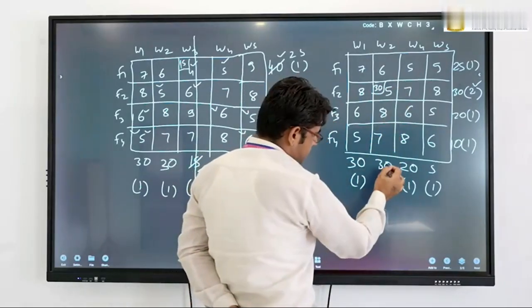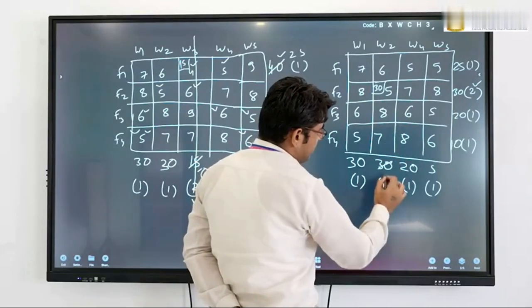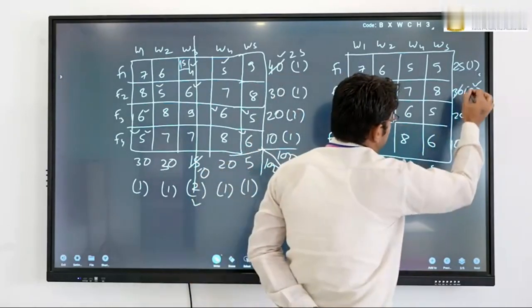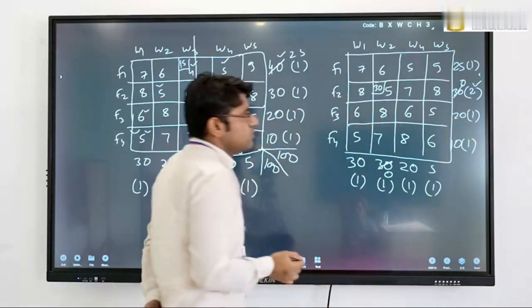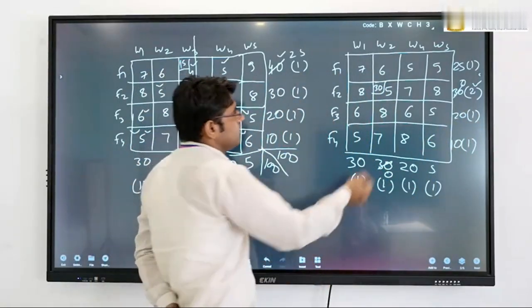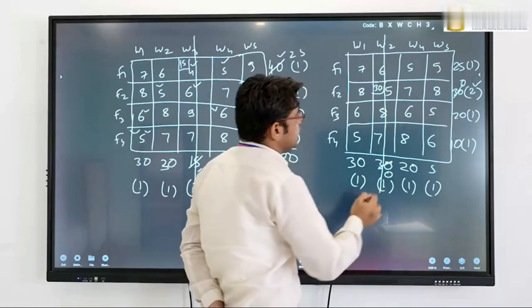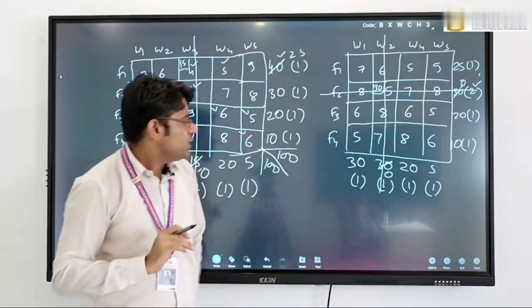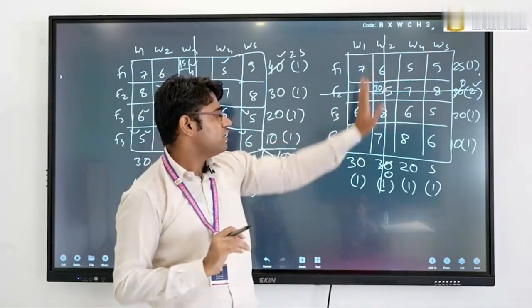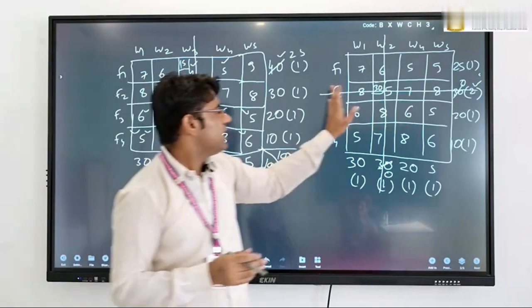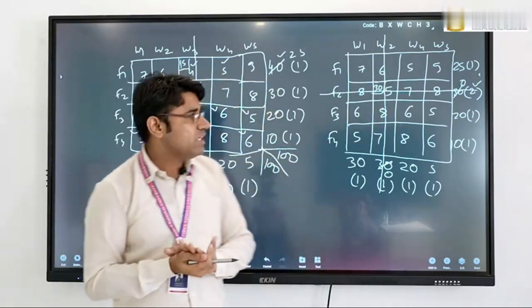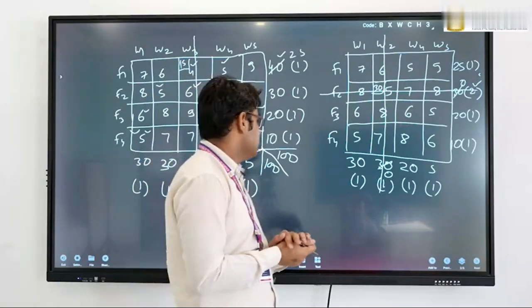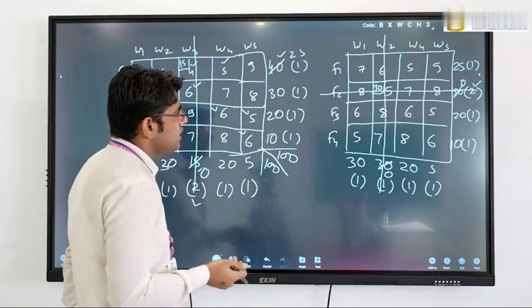Now subtract from demand, 30 minus 30 remaining 0, and supply also remaining 0. So both are 0. So cross out warehouse W2 and cross out factory F2, because here demand of warehouse W2 is 0 and supply of factory 2 is remaining 0. Now move to the next table.